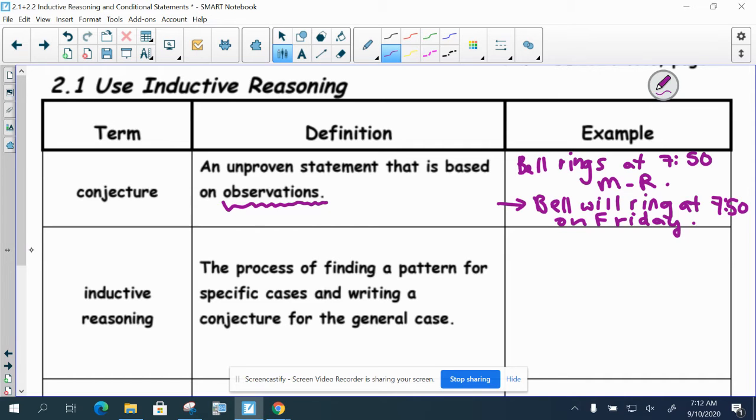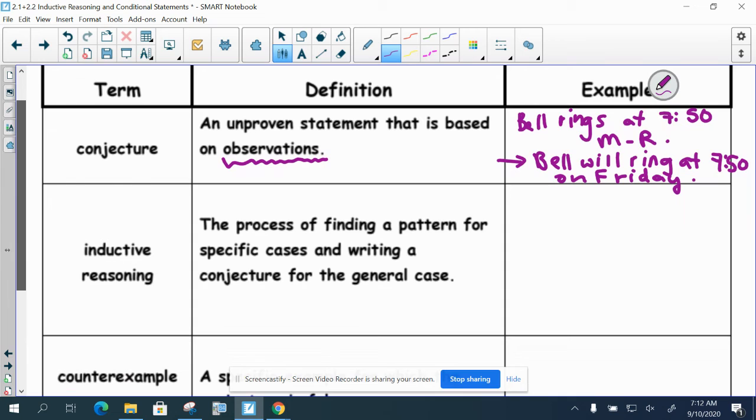Okay, there are many other good examples you can think of. For example, let's say your mom makes pasta on Monday, Tuesday, and Wednesday, or maybe you have leftovers on Monday, Tuesday, and Wednesday. You could assume, or you can make a conjecture, that you'll have pasta or leftovers also on Thursday.